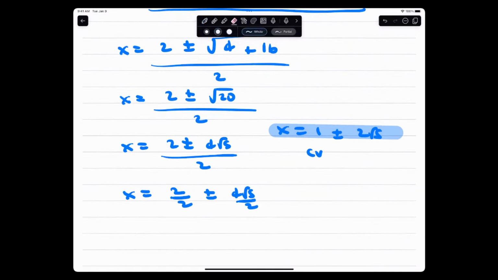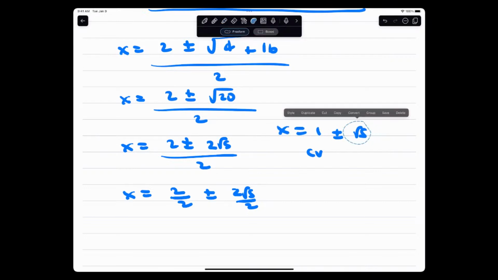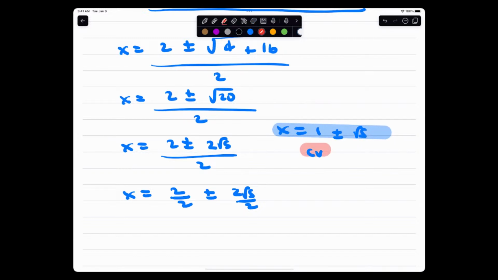And I think I made a mistake. In fact, I know I made a mistake. This is 2, and this is 2, which makes this 1. Let's undo that. I'll bring it over here. All right. So, ladies and gentlemen, you found your what? Critical values.